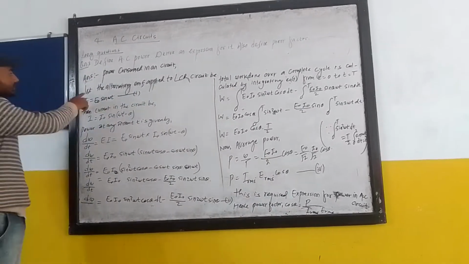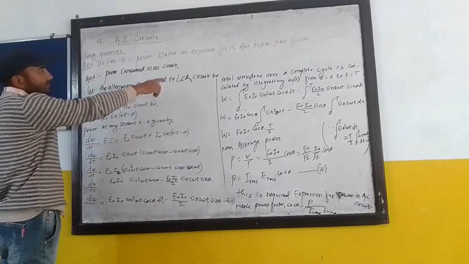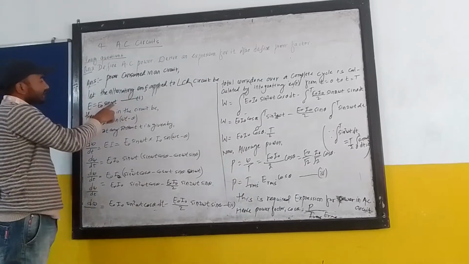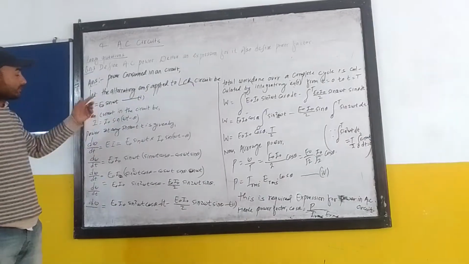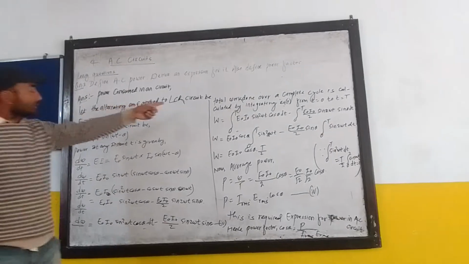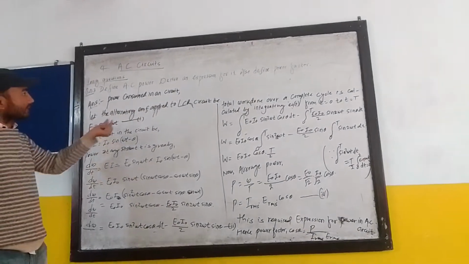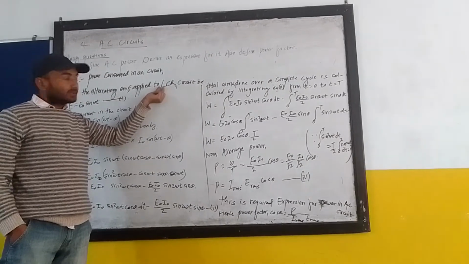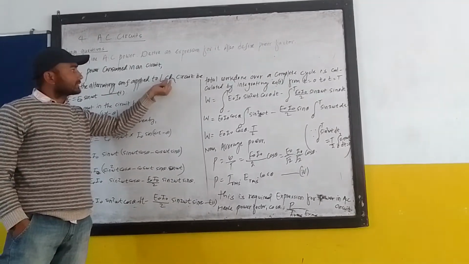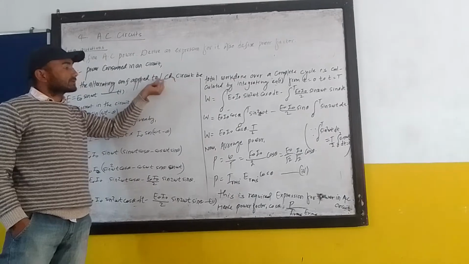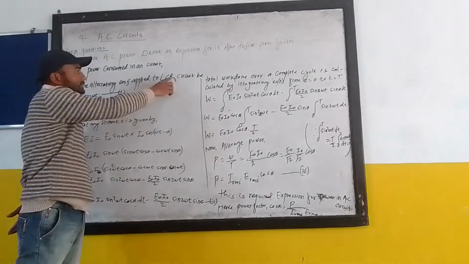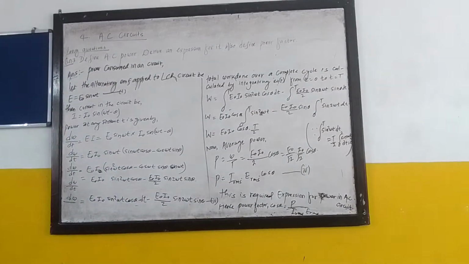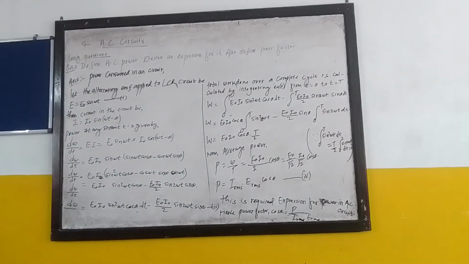First of all, let the alternating current EMF be applied to the LCR circuit, E equal to E naught sin omega t. We had calculated this in the previous videos. E is the EMF of the LCR circuit, a circuit which has an inductor, a capacitor and a resistor. This is the LCR circuit.